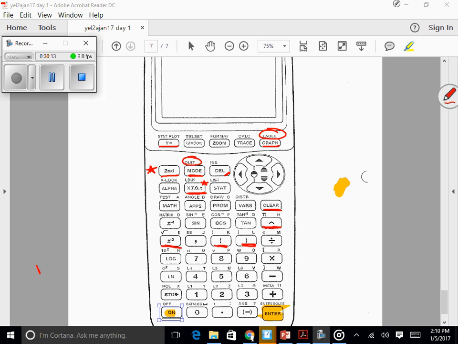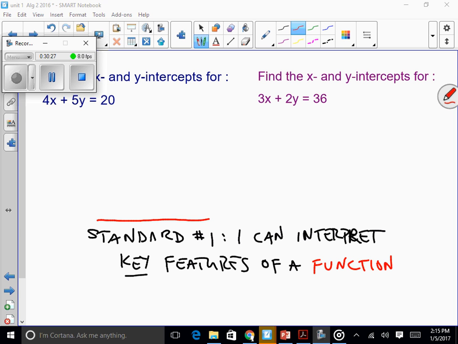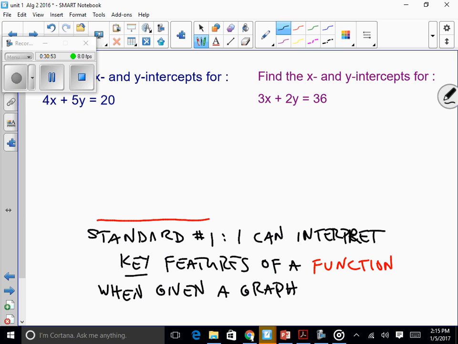All right. So now that they have this little guy, I can interpret the key features of a function, then do they add stuff to that? When given, sorry for the long thing, when given a graph. So they're talking about the picture version. That's the main thing they want to have. And sketch a graph when the key features are given. And sketch a graph showing the key features when given a description.